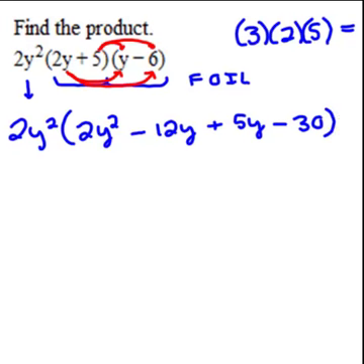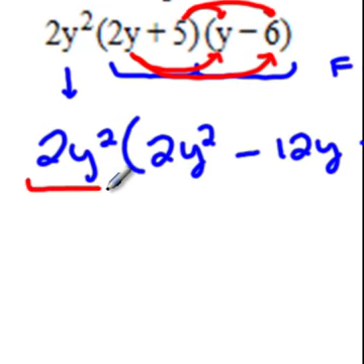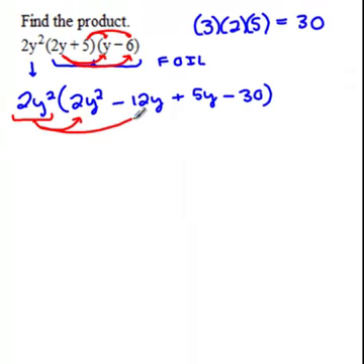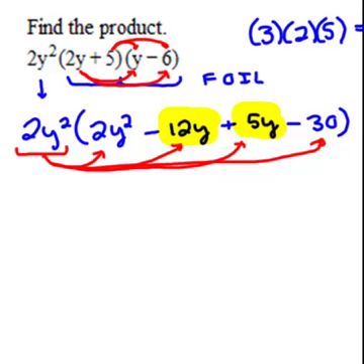Okay, almost finished. Now I need to take this 2y squared and distribute it to each term inside the parentheses. If you'd like, you might notice that these 2 terms are like terms, and so you can combine them before you do the distributing, or you can combine them afterwards. It doesn't matter. So we'll go ahead and distribute first, and then we'll combine our like terms.